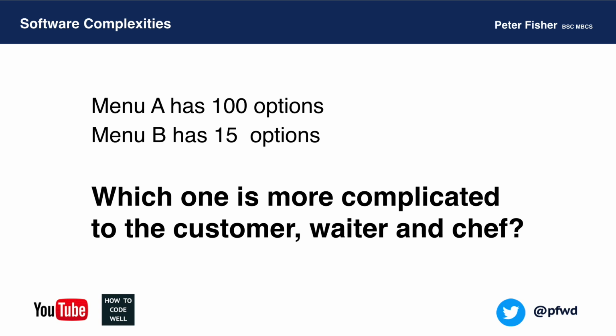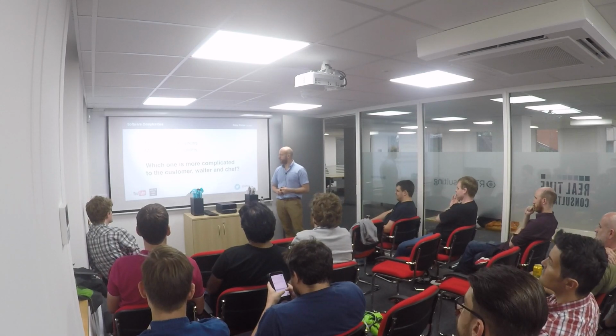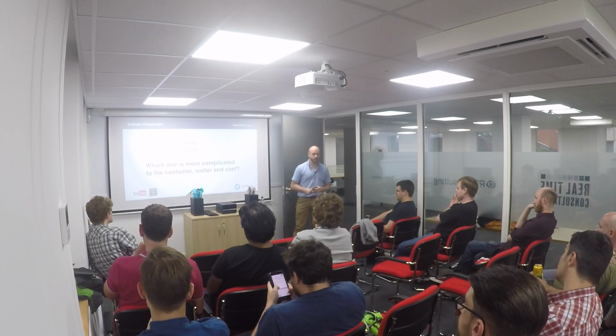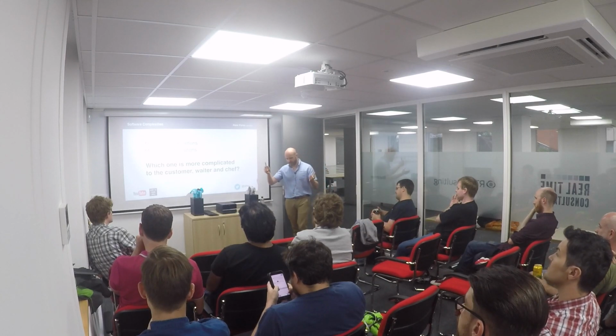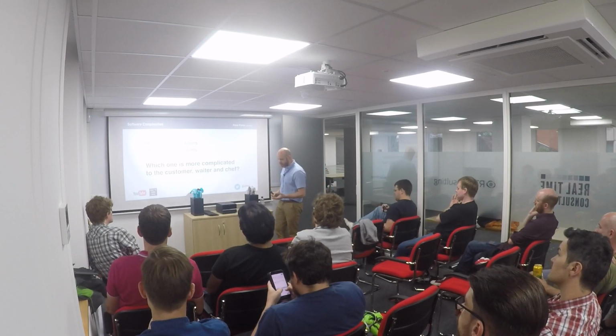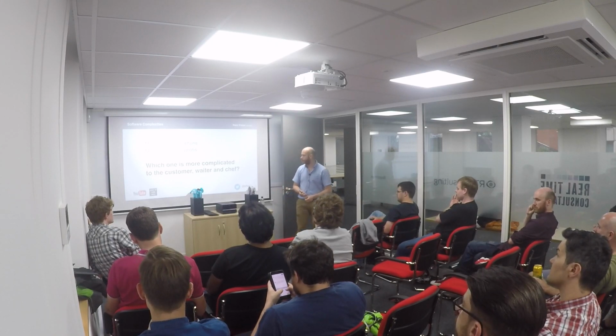Okay, so in this example, menu A has 100 options, whereas menu B only has 15. Which one is more complicated to the customer, the waiter, and the chef? Well, it's going to be menu A, isn't it? The one with 100 features. Because let's say, for example, one day 25 of those menu items just aren't available. Maybe there was a problem with delivery. The waitresses and waiters have to remember all of those 25 items, so when they go over to the customer they say, oh yeah, by the way, this isn't ready, this isn't here, and this is off the menu, blah, blah, blah.